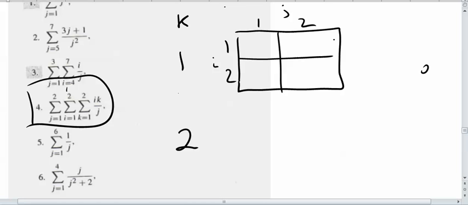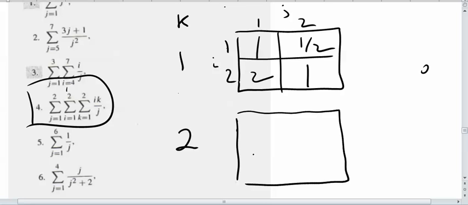Okay, so now I am multiplying I times K, then dividing by J. So for K equal to 1: 1 times 1, divided by 1 is 1. 1 times 1, divided by 2 is 1/2. 1 times 2 divided by 1 is 2. 1 times 2 divided by 2 is 1. Okay? So then I will go down to the next one.